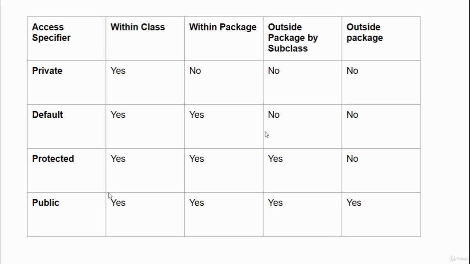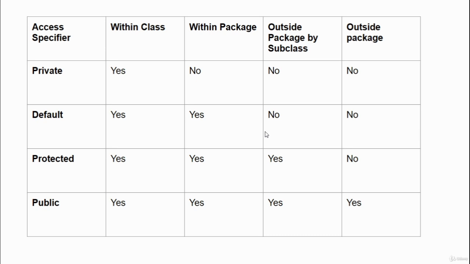Now protected: it is accessible within class, it is accessible within package, and it is accessible outside the package by a subclass. It is not accessible by other classes outside the package. Now public, it is accessible everywhere. Therefore the main method is by default public, so that the main method can be available to other programs, within the scope.